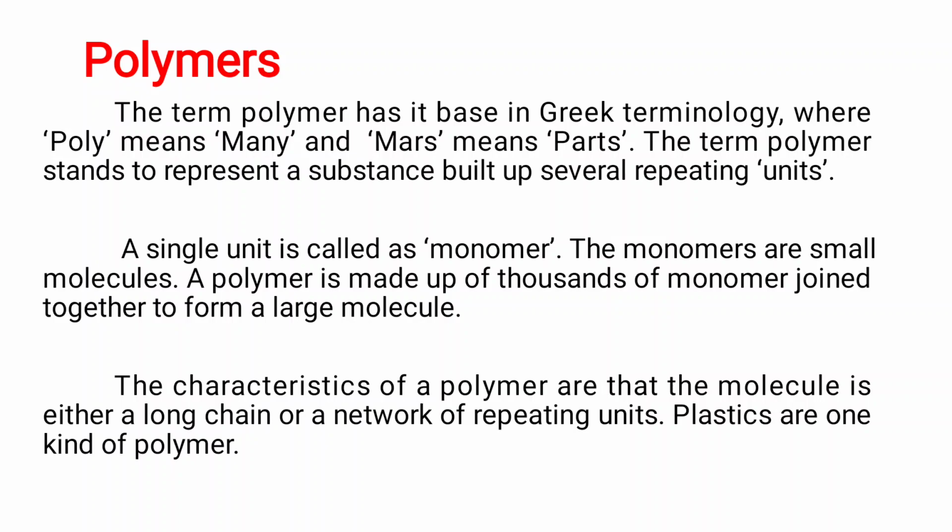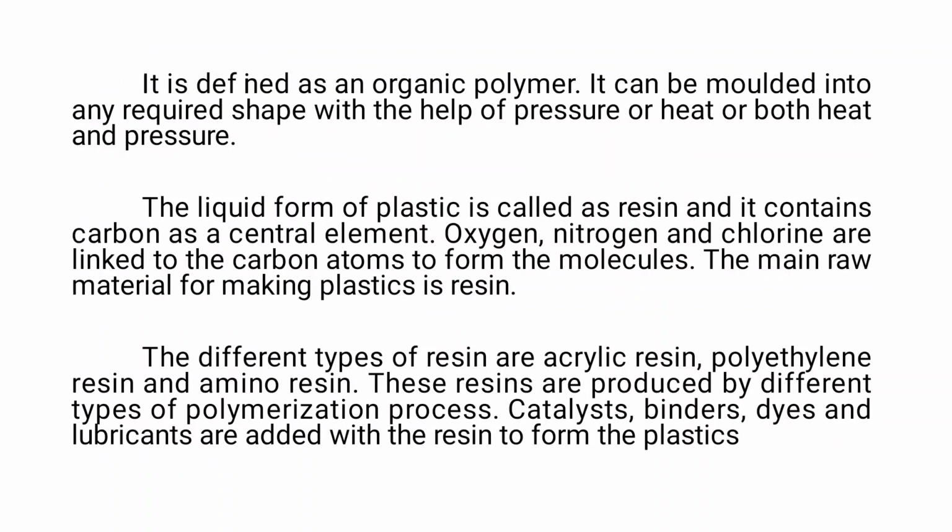Plastic is one kind of polymer. It is defined as an organic polymer that can be molded into any required shape with the help of pressure and heat, or both heat and pressure. The liquid form of plastic is called resin, and it contains carbon as a central unit. Oxygen, nitrogen and chlorine are linked with the carbon atoms to form molecules.